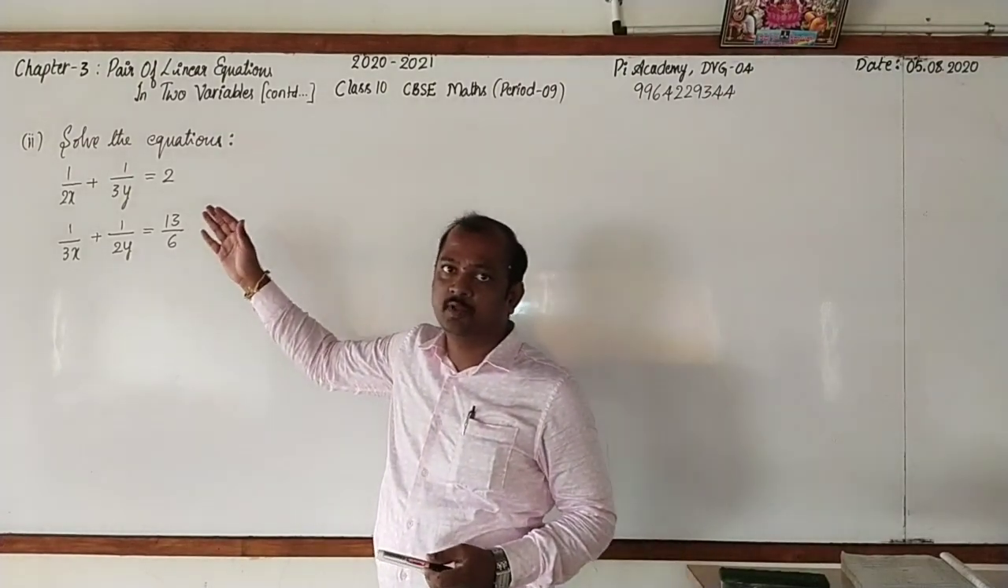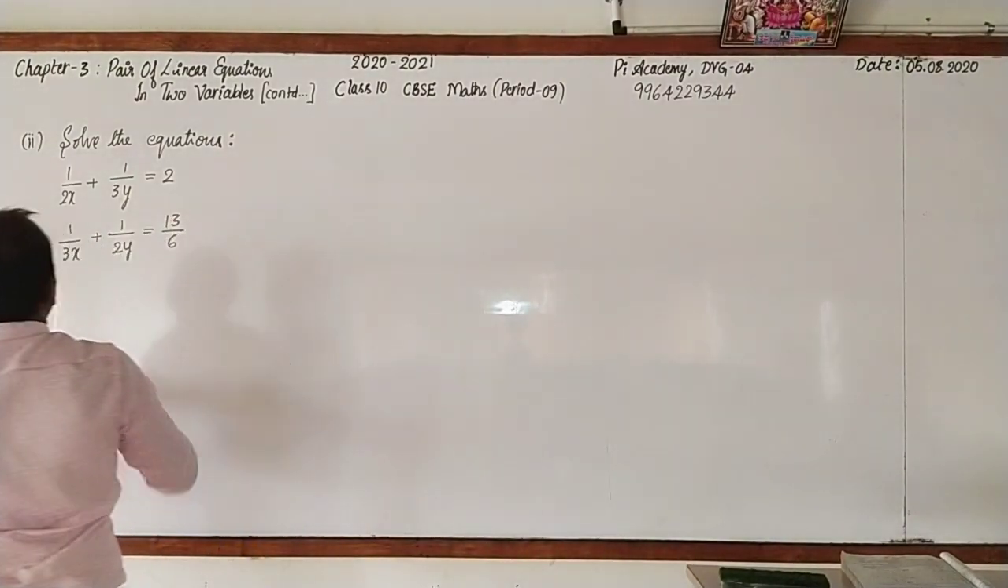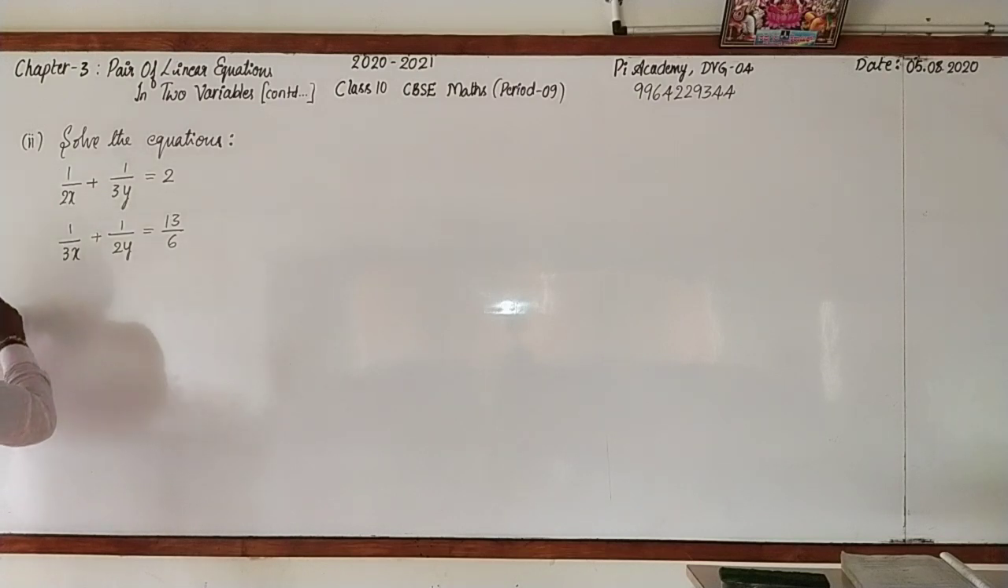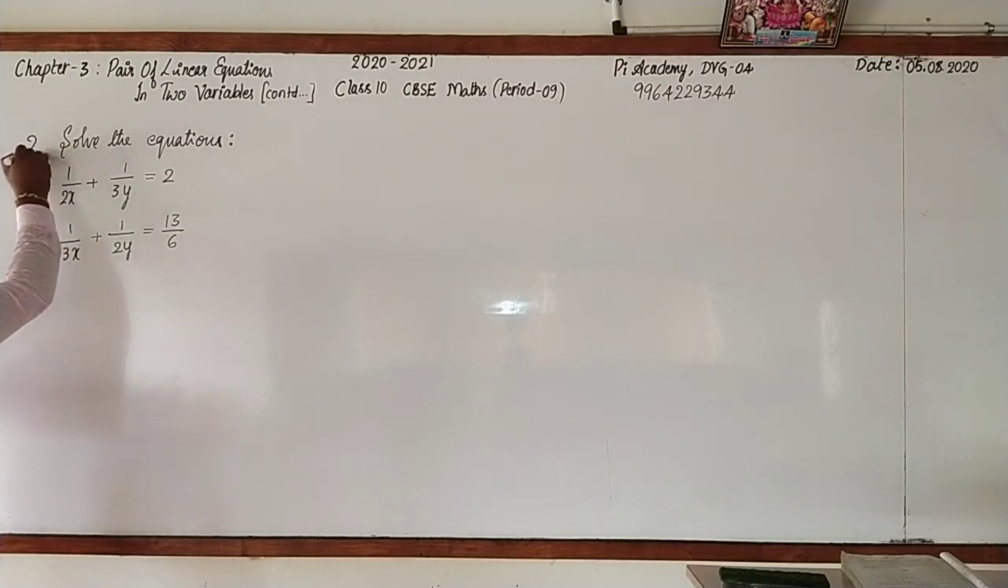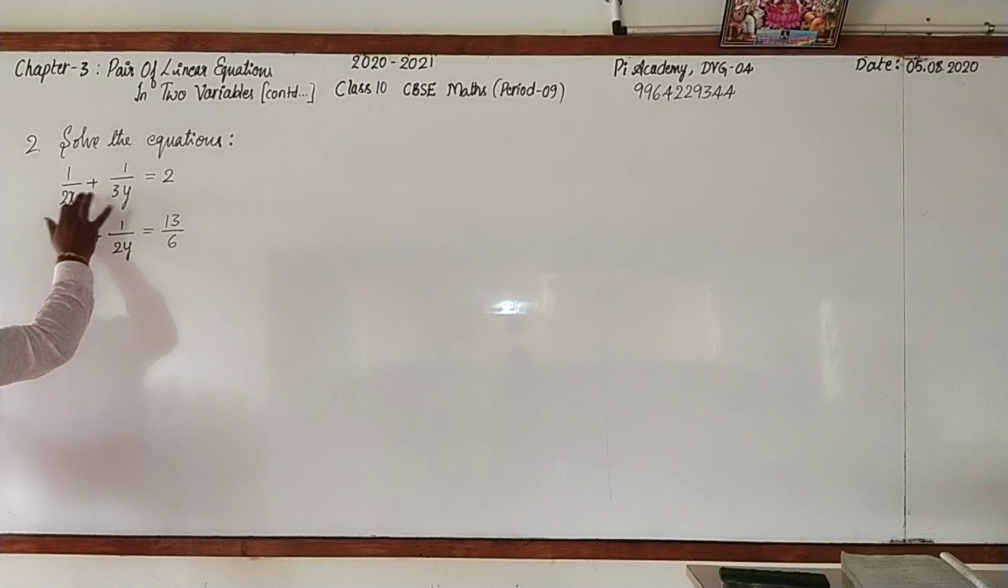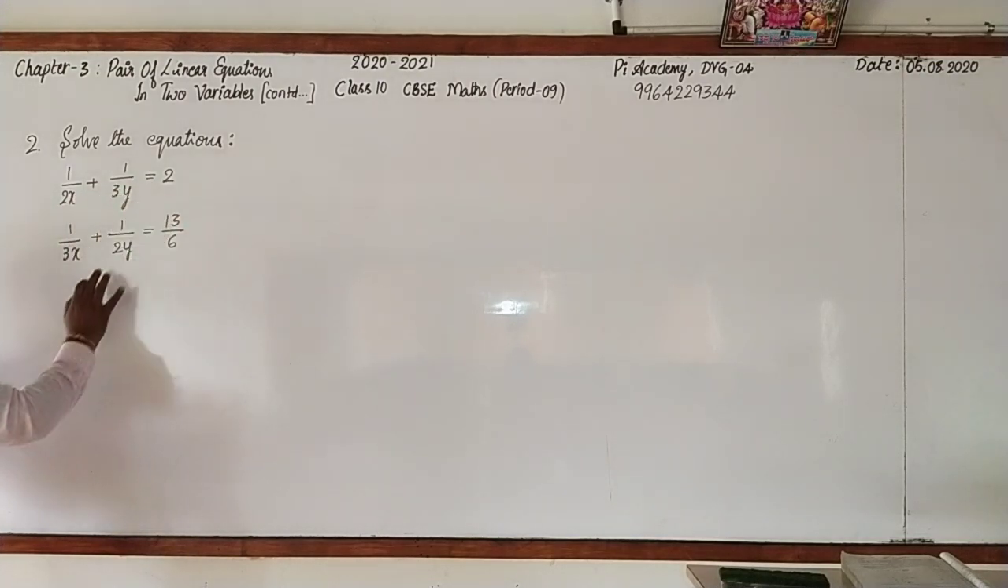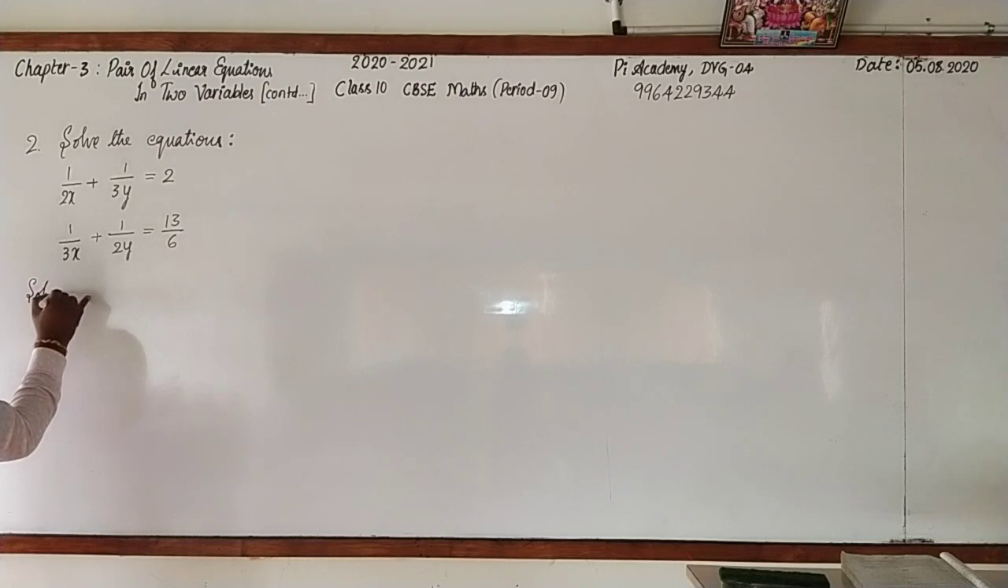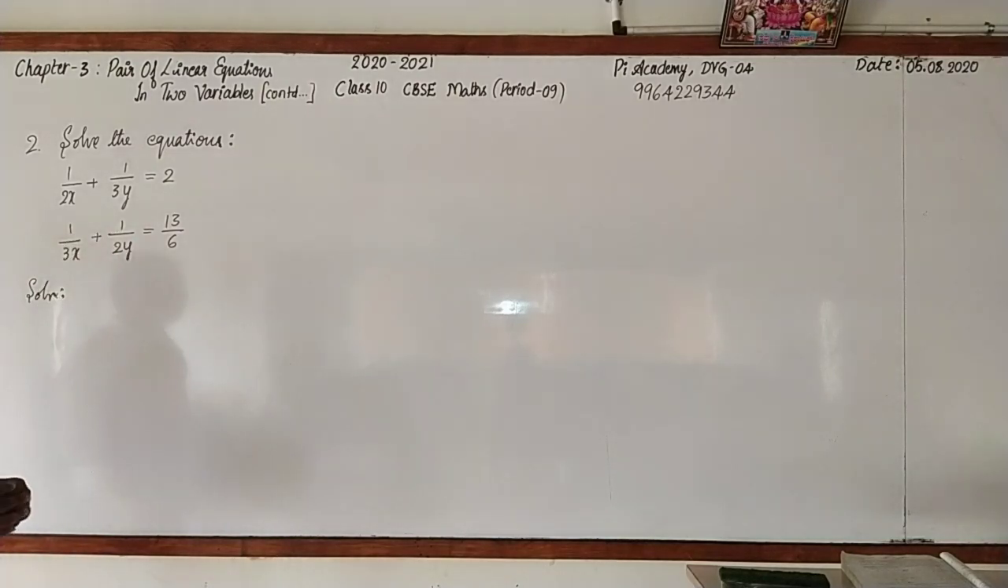Dear students, observe this one. The second one is like this. Solve the equations 1 by 2x plus 1 by 3y equal to 2, 1 by 3x plus 1 by 2y equal to 13 by 6. Then how do you go for solving? Yes, you are right. By reducing them to standard form. Hence, you can go for assuming, which are you going to take, 1 by x, 1 by y?